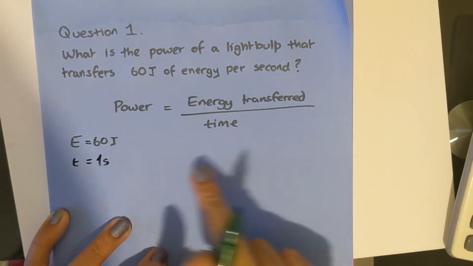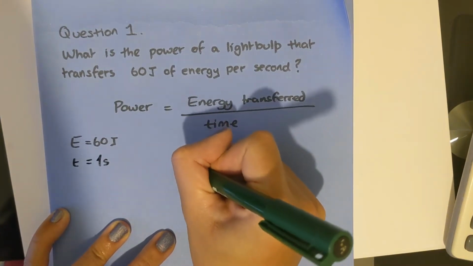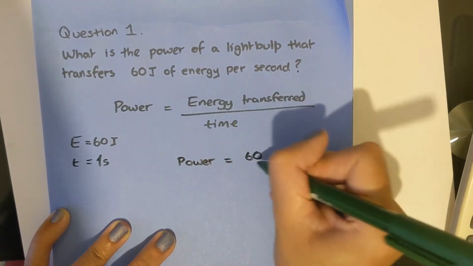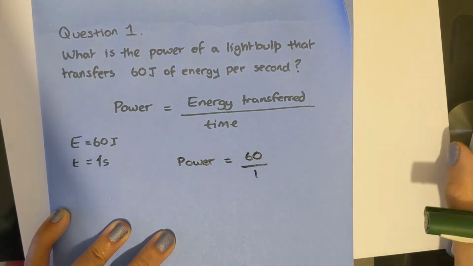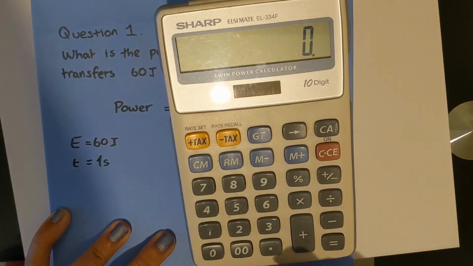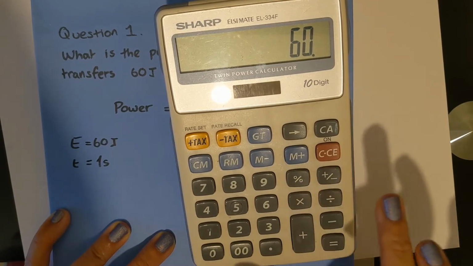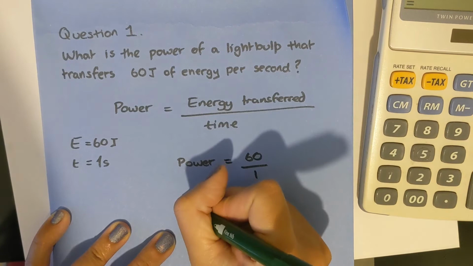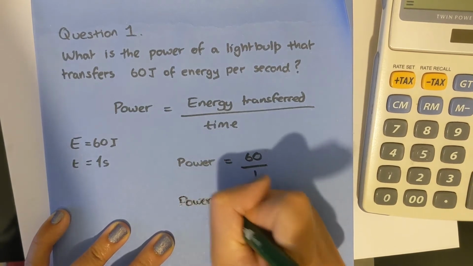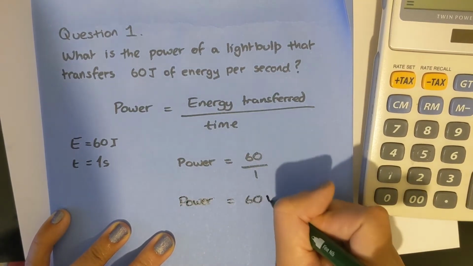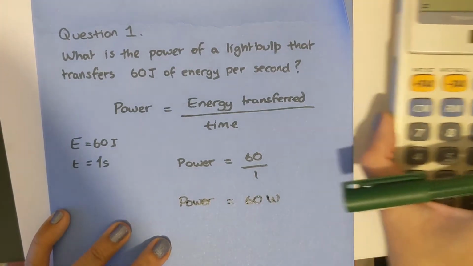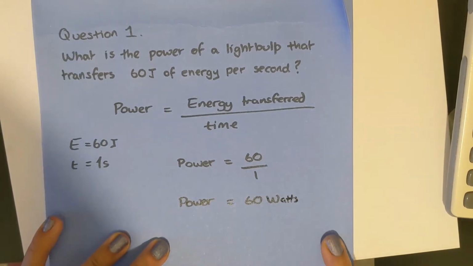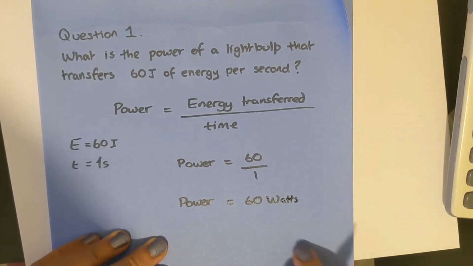We then substitute the numbers we know into our equation. So power equals 60 divided by 1. You don't need a calculator for this, but 60 divided by 1, of course, equals 60. That gives us the answer: power equals 60 watts. There's no need to do any more to this. That is a perfect answer. So power equals 60 watts.